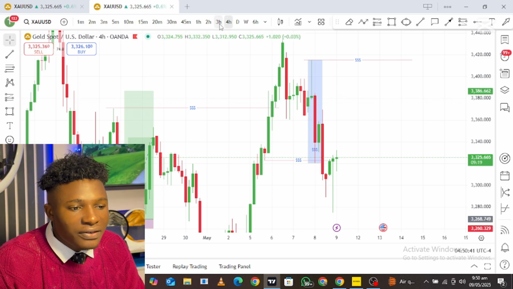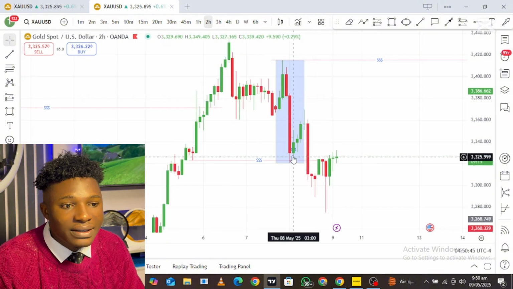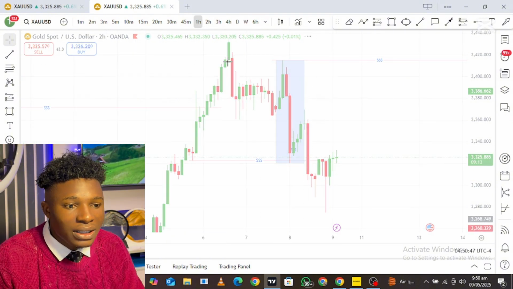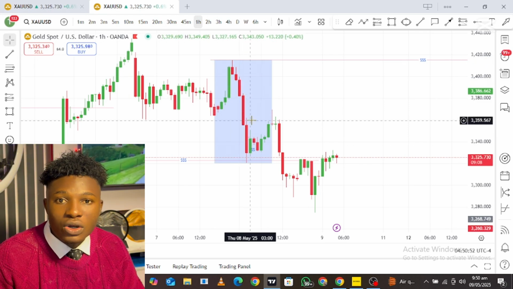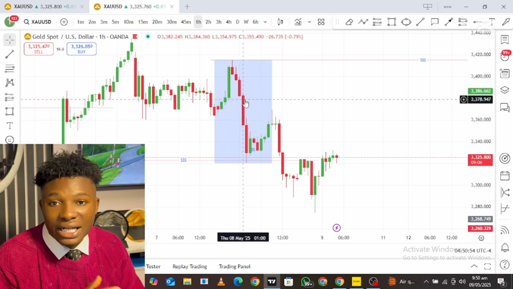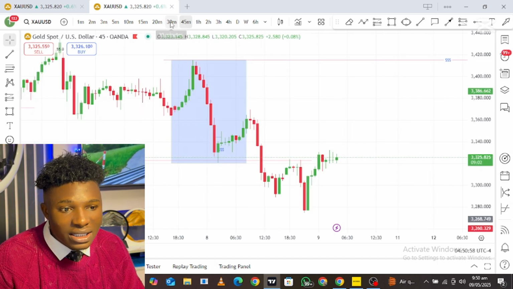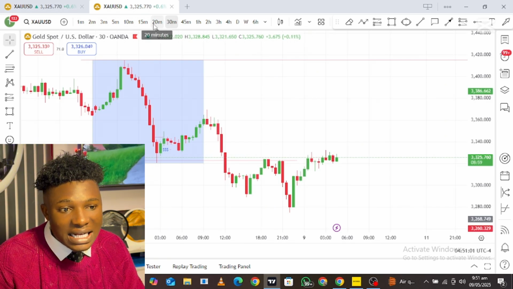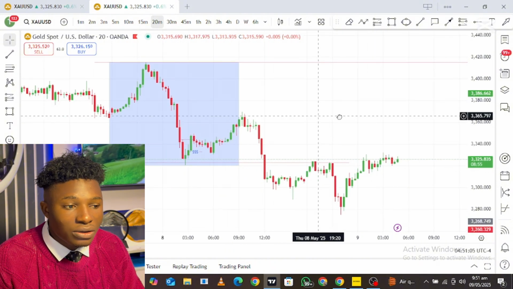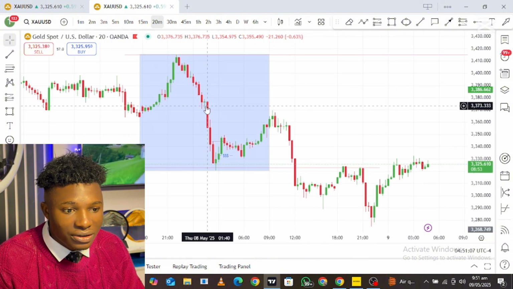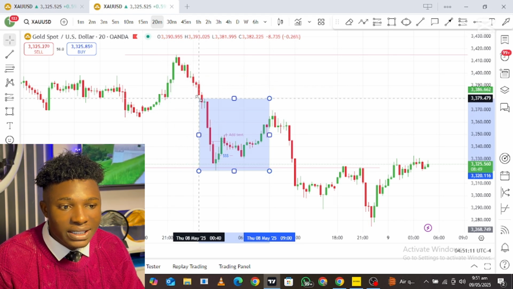So on the 3-hour time frame right now, the candle remains the same. On the 2-hour time frame, the candle remains the same. On the 1-hour time frame, all these candles are what? Bearish candles. I'm just looking for a bullish candle in between so I can trade the market. On 45 minutes, same. 30 minutes, same. Then 20 minutes, same. And then on 20 minutes right now, we have what? An opposite candle right here, so we can reduce our range and start from this particular area right here.